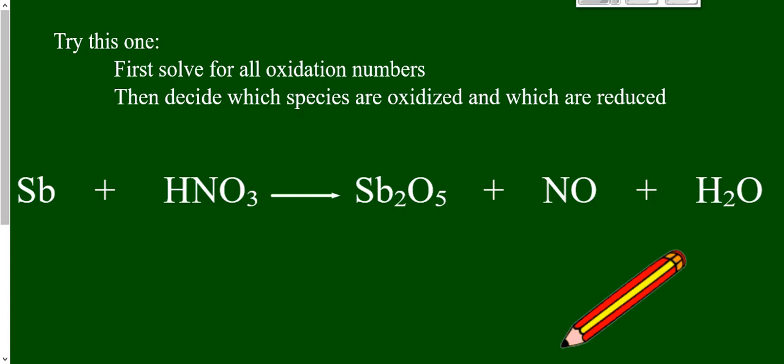Let's take a look at this scenario. We have antimony reacting with nitric acid. First step, try and see if you can solve for all of the oxidation numbers and then draw your connecting line to see who went up and who went down, who gained electrons and who lost them. Pause the video here and see if you can get at least that far. When you're ready, press play.